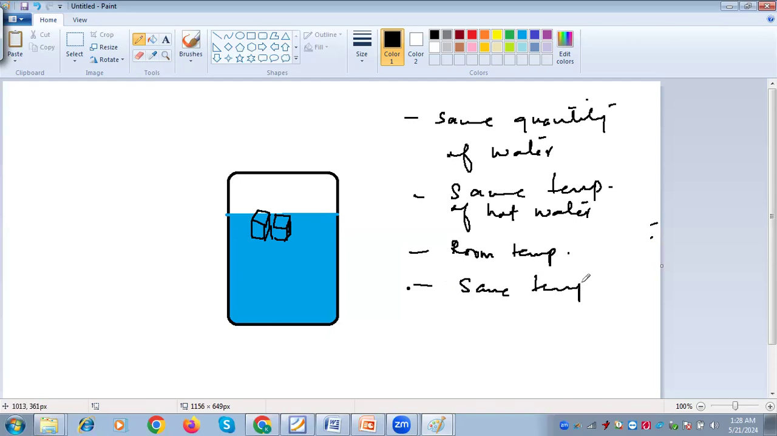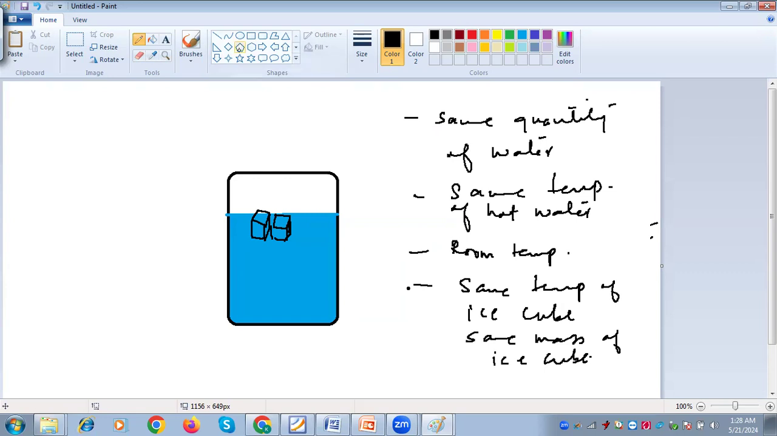temperature of ice cubes. Some ice cubes may be below zero, or some may be exactly at zero. Same temperature of ice cubes and same mass of ice cubes, because more mass of ice cubes will need more heat to melt.